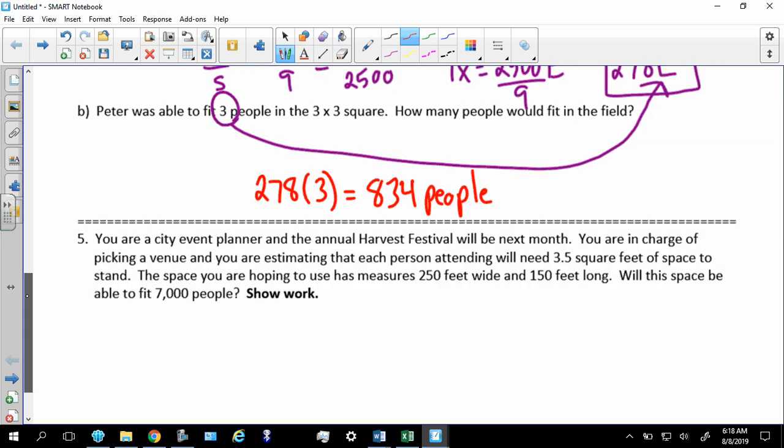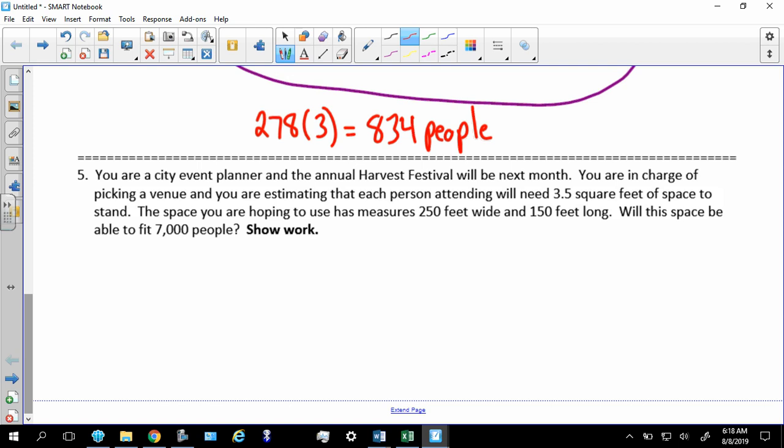Now, question number 5 is a little tricky because the way it's worded might throw you off. It says, you're an event planner at an annual harvest festival next month. You are in charge of packing a venue, and you are estimating each person attending will need 3.5 square feet. All right, so this is another people over space, but there's 2 parts to this.